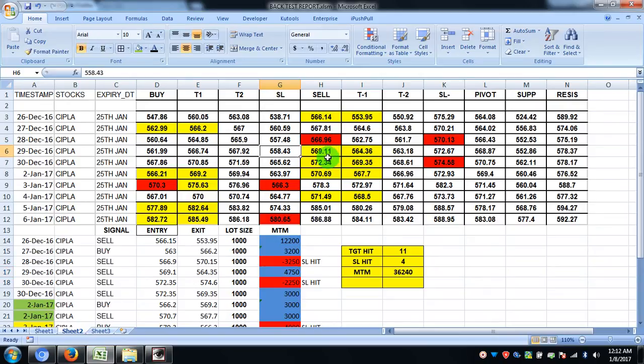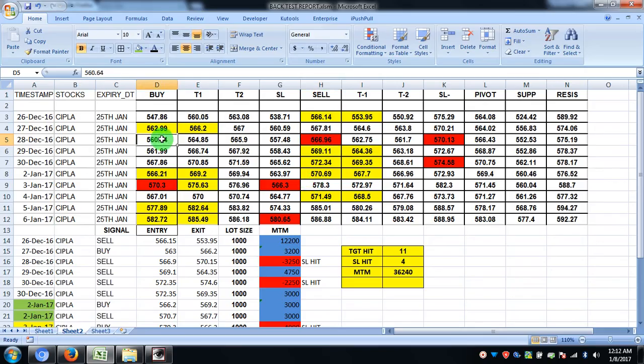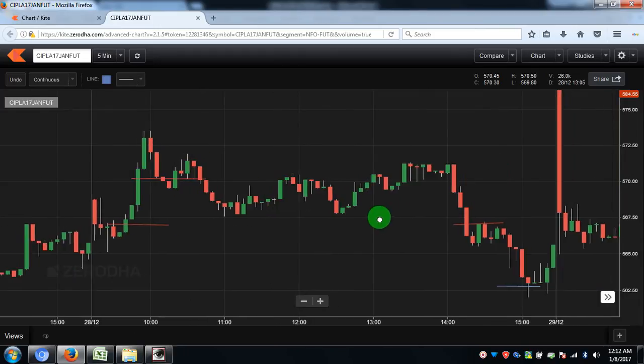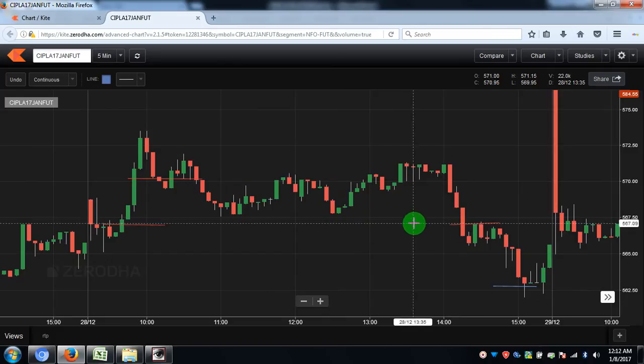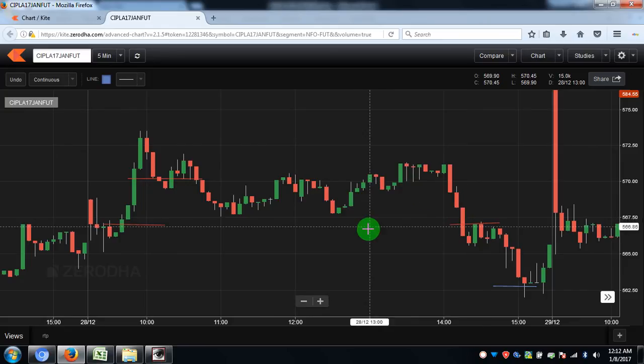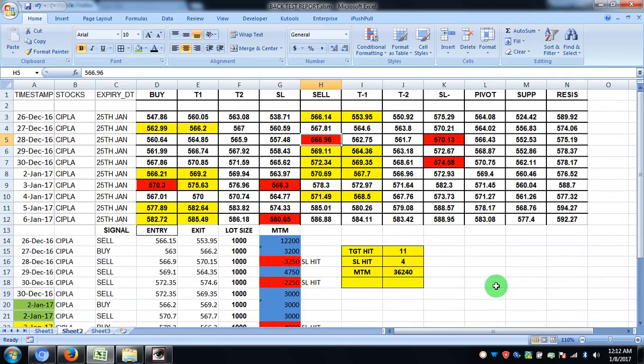Let us move with one more date, the 29th. Here the stop loss was triggered in Cipla on the 28th. You can see the 28th sell call was triggered and the stop loss was triggered here. On the same date, we got one more chance to sell at 2:15. If you see this chart, this is a live chart, 28th of December. A second time we got an opportunity to sell at this time, and the target was done.